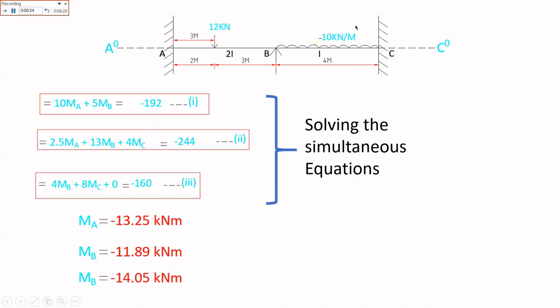So this is supposed to be MC. I made a mistake. This one is MC, sorry. And MC is negative 14.05 kilonewton meter. So the next thing we are going to do is plot both the sagging moment and the hogging moment, and see how the diagram is going to look like.